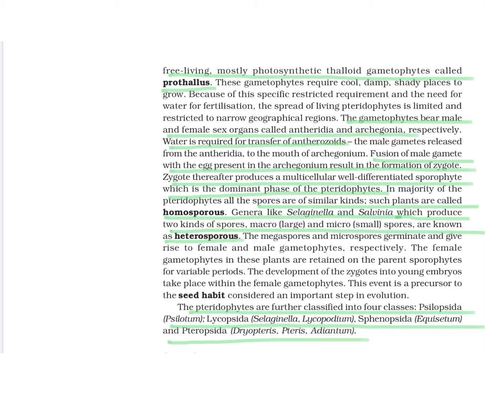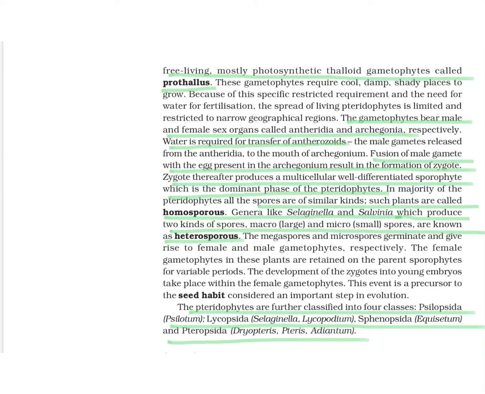The same procedure will be done. Then the zygote produces a multicellular, well differentiated sporophyte, which is the dominant phase here in pteridophytes. So this is one of the points of difference if we compare bryophytes and pteridophytes. Here in pteridophytes, if we see the alternation of generation, the sporophytic phase is the main phase, and the gametophyte is dependent upon the spore producing phase.